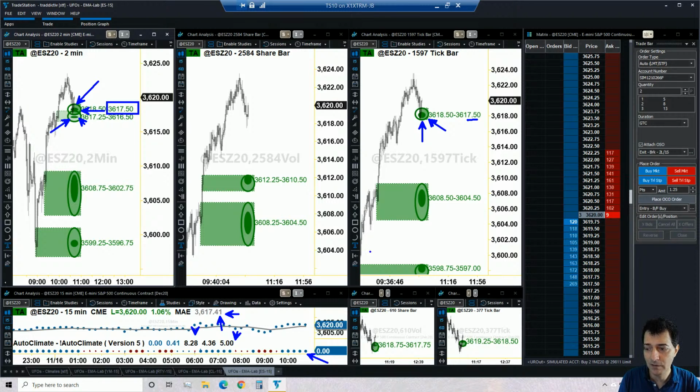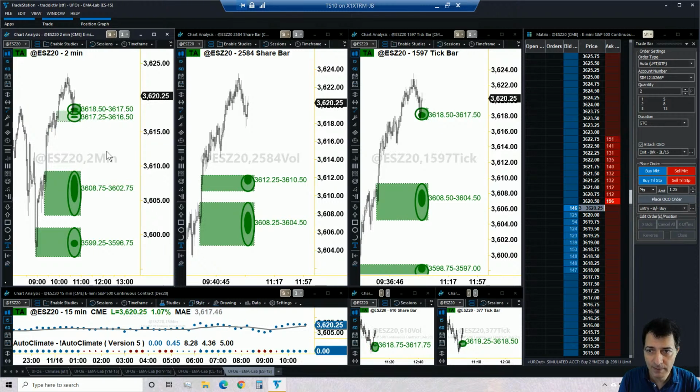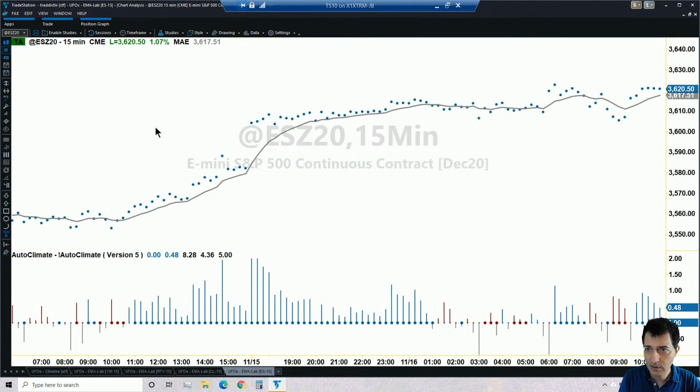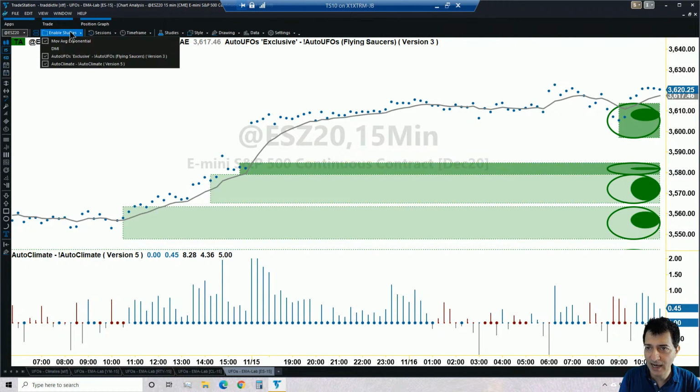The bottom part of this UFO is above our reference value. So again, back to what I said, this is the key UFO for this trade. Okay, so again, valid setup to do the trade. So let's look for a target on the S&P. So turning on AutoUFOs. Do we have any target?